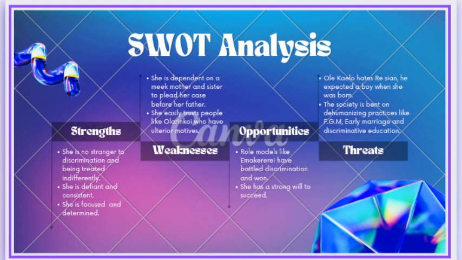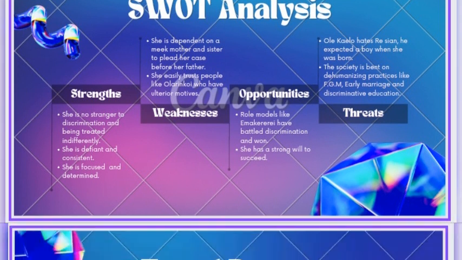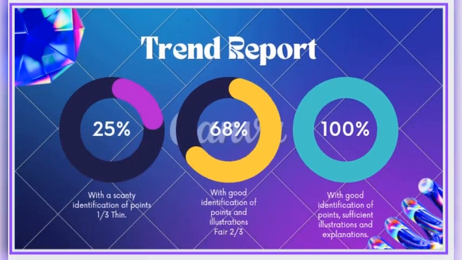Now, if you look at the trend on report, most students who have a scanty identification of points get 1 out of 3. 25% of students who merely quote the questions always get a 1. Students with good identification of points and illustrations can get a fair 2 out of 3, especially those who narrate. Sometimes they narrate until they forget the point. But those who focus with good identification, sufficient illustration and explanation, and always refer the question back to the answer, lastly get 3 out of 3, which is a full. That is how to pass in essay writing.